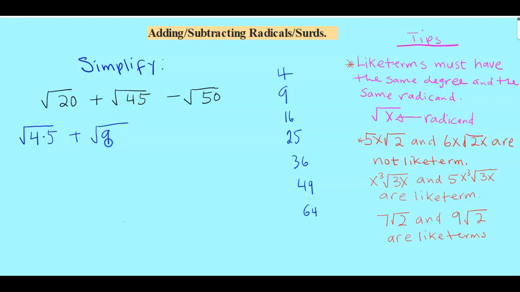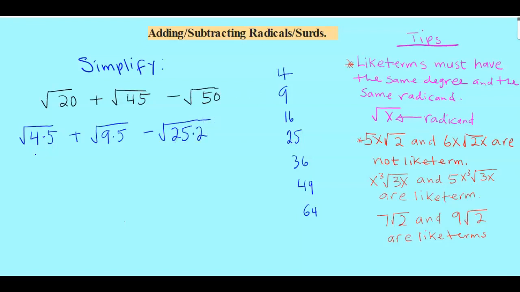Here we can go with 9 times 5. Now everything is going with 5. So here, a number times 5 will give us this. We realize that 10 is not a perfect square, so we are going to break this one down to 25 times 2.